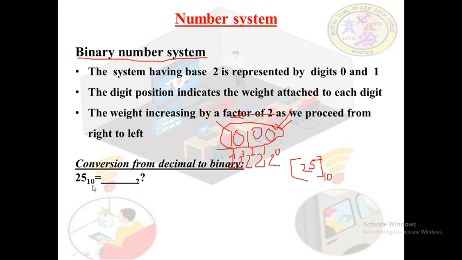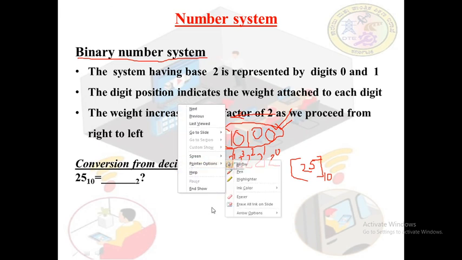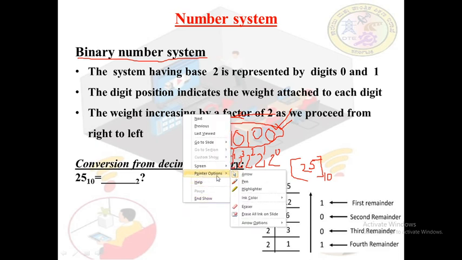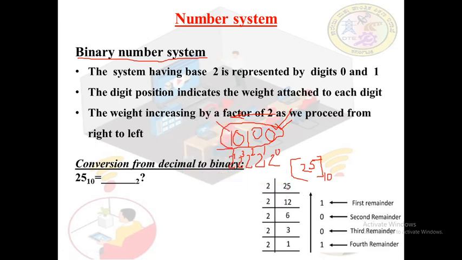Convert 25 to base 10, that is, the decimal number 25 to its equivalent binary form. Binary form is given by base 2. So we have the steps here. 25, we will start dividing it by 2. 2 12s are 24. 25 minus 24, remainder 1.